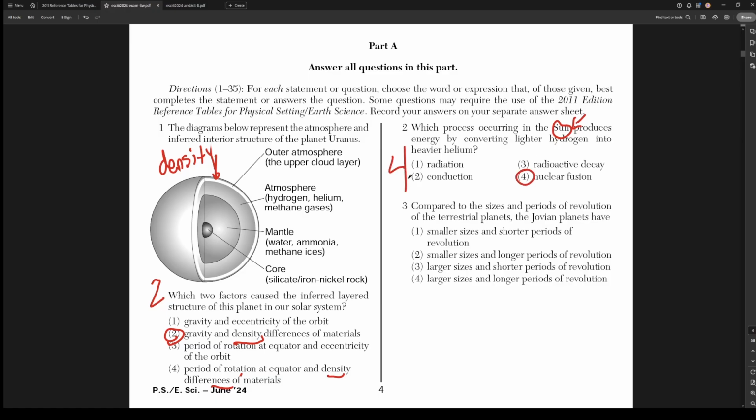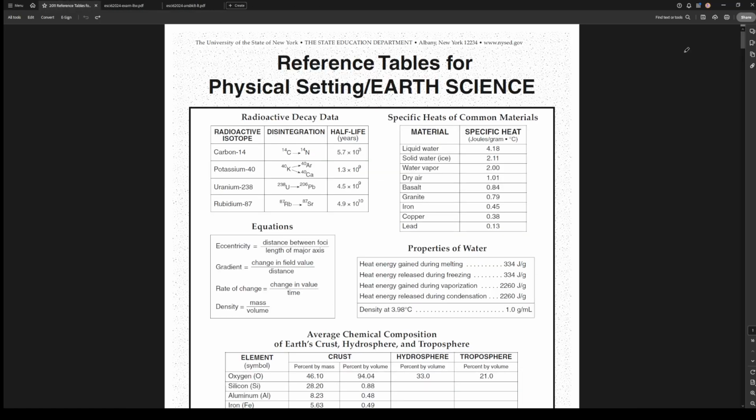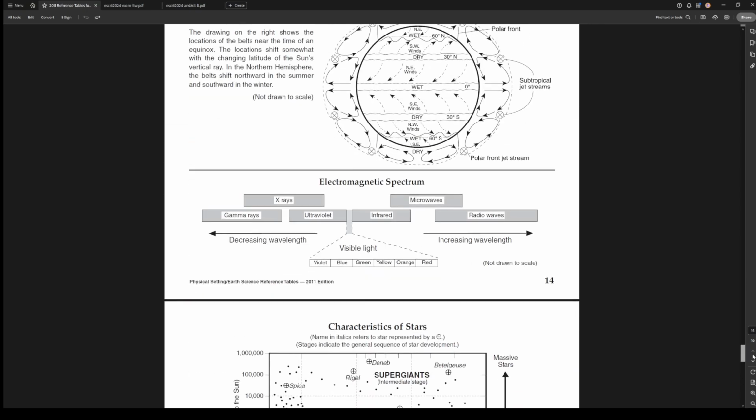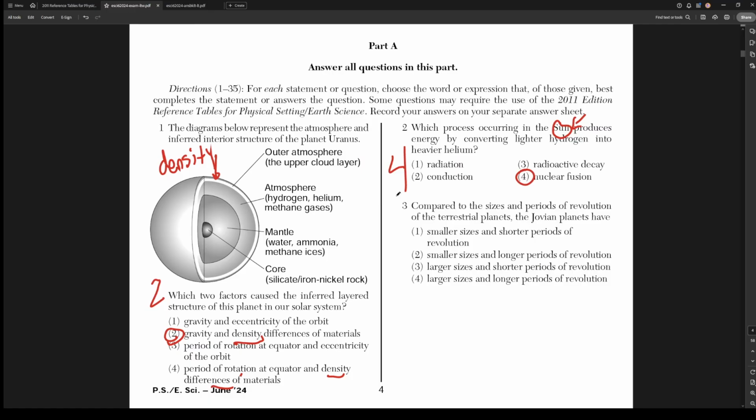Number 3, compared to the sizes and period of revolution of the terrestrial planets, the Jovian planets have what? Alright, so this one, if you don't have it memorized, you can go into your reference table, go to page 15, right here, and you could compare. So, smaller size is shorter period of revolution, larger size, longer period of revolution, and so on and so forth.